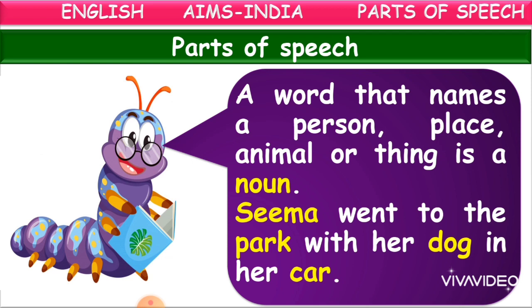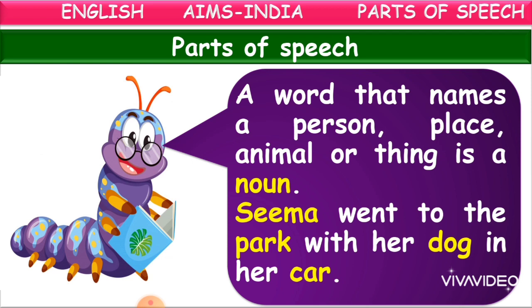Okay children, a word that names a person, place, animal or thing is a noun. What is a noun? A word that names a person, place, animal or thing is a noun. That is, a naming word is a noun. For example, here we have a sentence: Seema went to the park with her dog in her car.